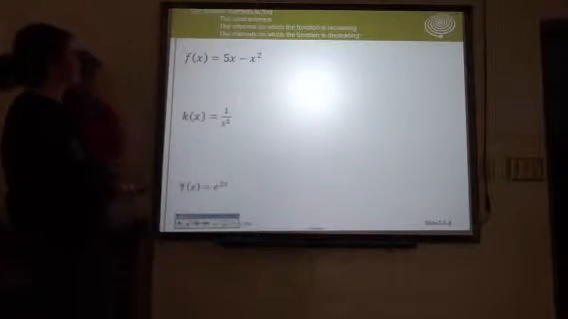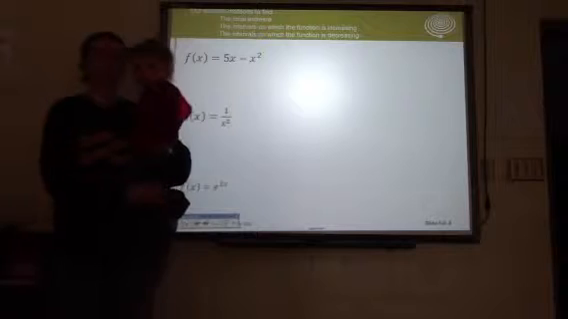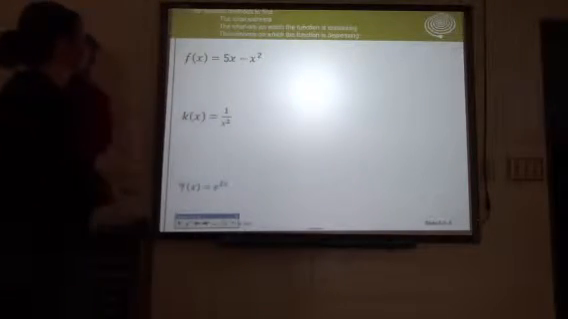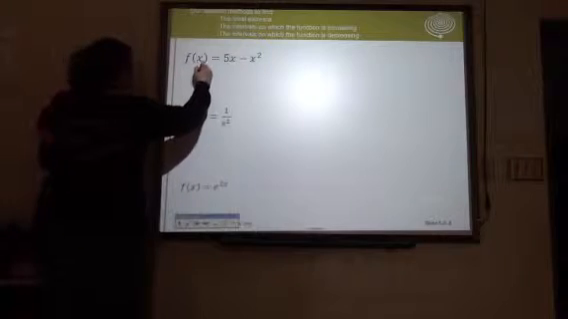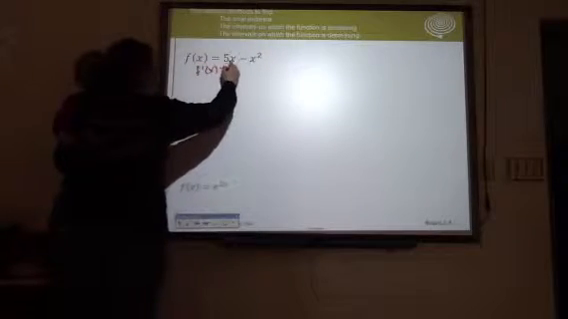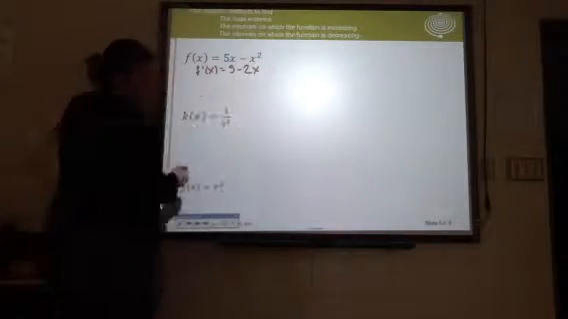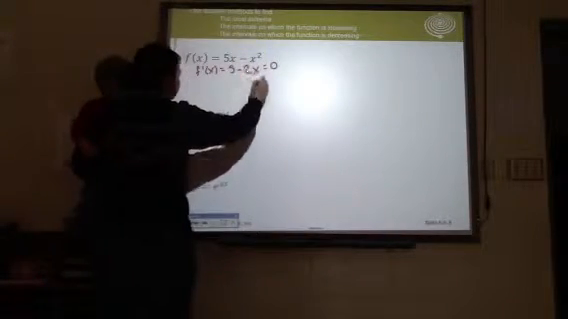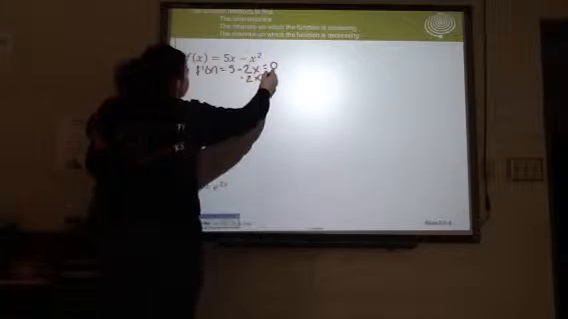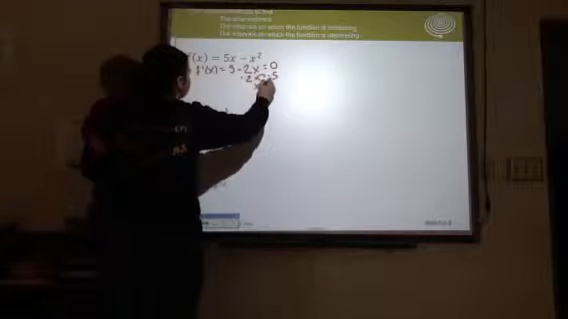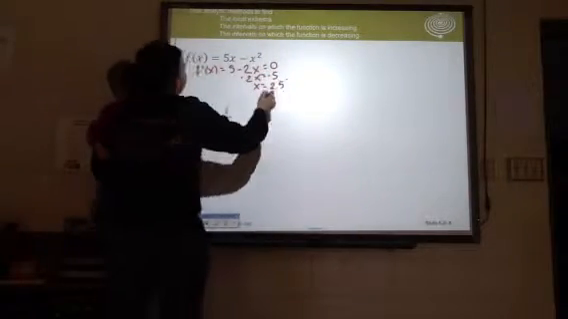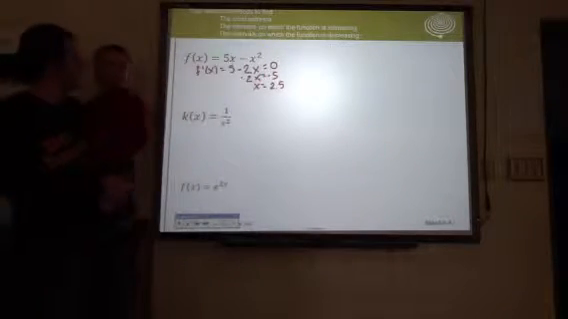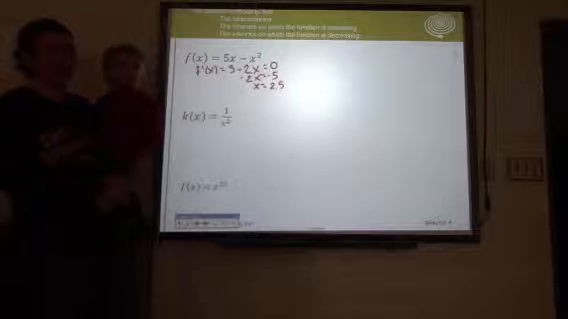Looking at the first one, if we're going to find the local extreme values, we need to find where our derivative equals 0 or is undefined. So the first thing I have to do is find my derivative. F prime of x equals 5 minus 2x. I set that equal to 0 because it's never undefined. Negative 2x equals negative 5, divided by negative 2, x equals 2.5. So that's where my local extreme value is going to happen, and I'm not sure yet if it's going to be a maximum or a minimum.